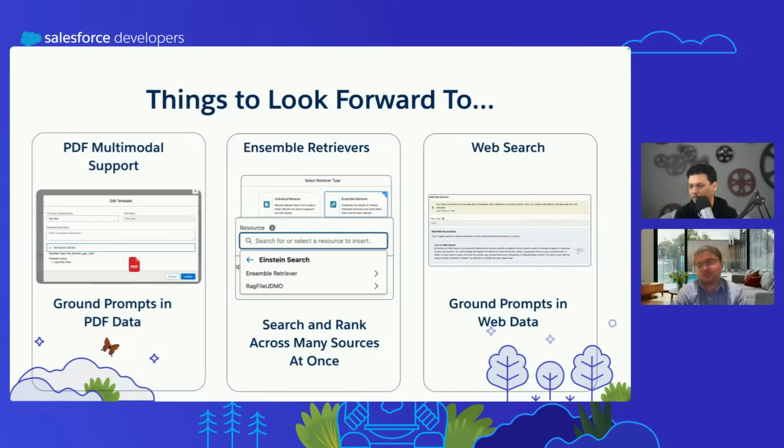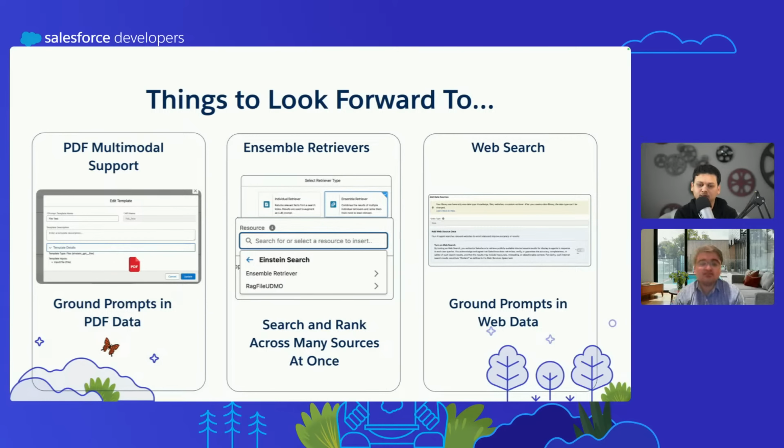Absolutely. So the first is PDF multimodal support. We talked about this earlier. So a classic example is I have employee invoices that are listed as PDFs. You'll be able to use those to directly ground your prompts without having to translate that into any other type of data. Next is ensemble retrievers. You'll recall that just a moment ago, Mohit actually demonstrated this. You can now search and rank across many sources, or what we call search indexes, at once. Really exciting productivity unlock for all of our teams.